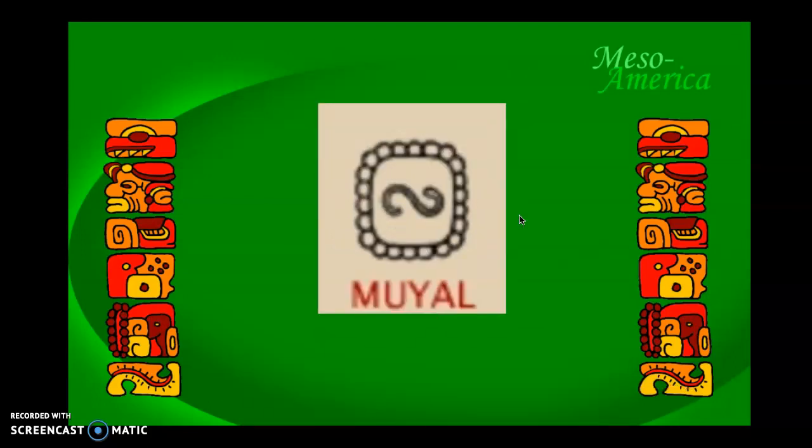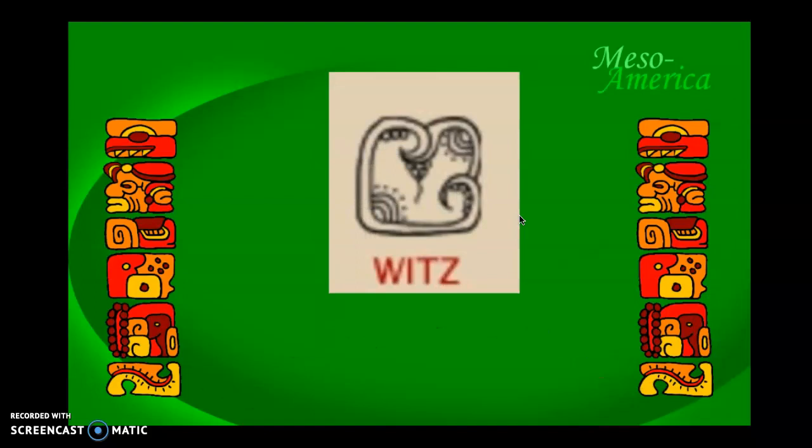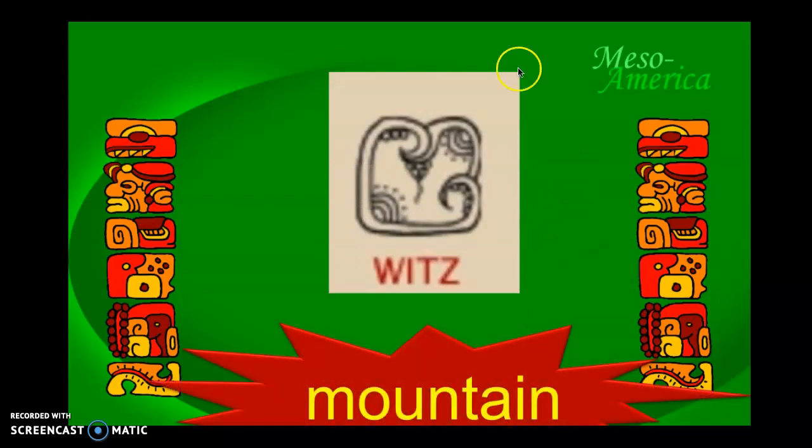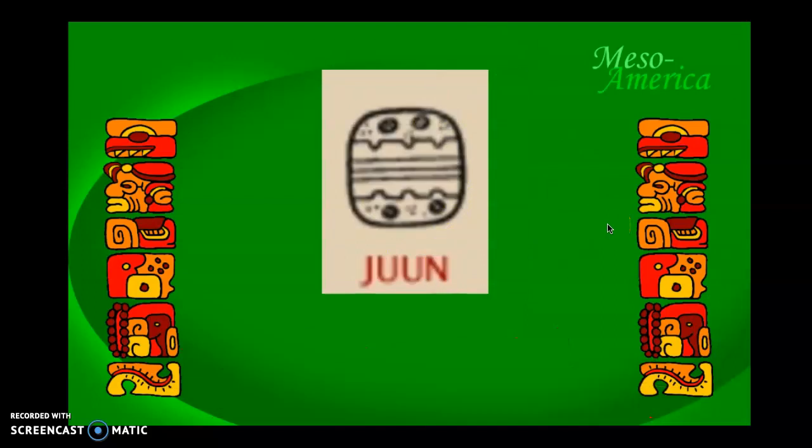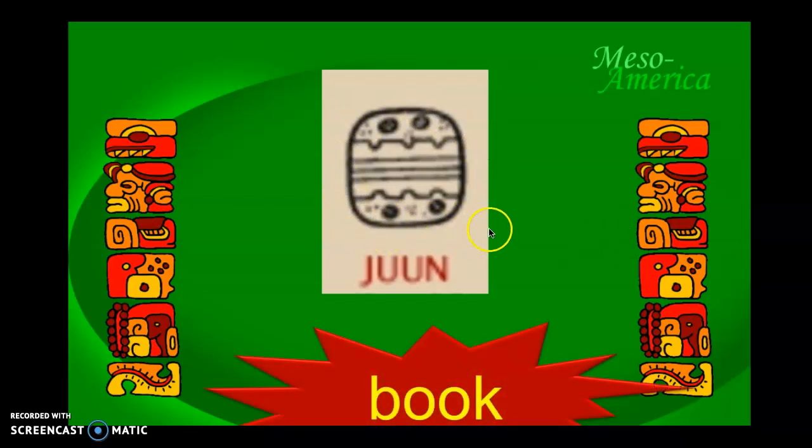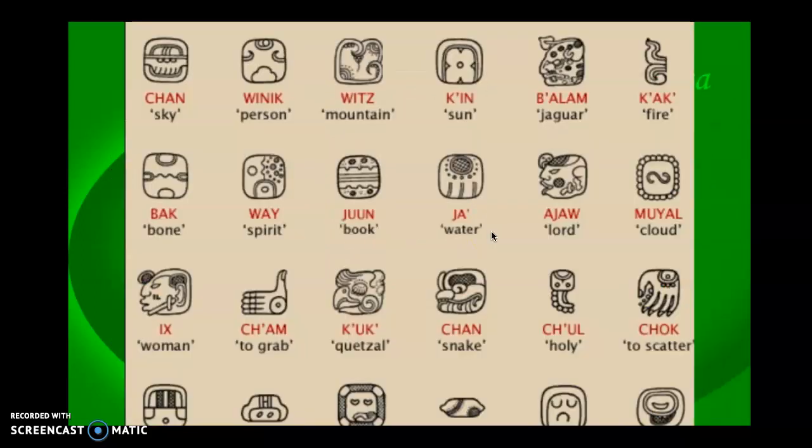Any guesses? Cloud. Mountain. It's kind of interesting. Sideways mountain or diagonal mountain. I thought this looked kind of like a hamburger, but it is a book, which makes sense a little bit to me when you look at it. Okay, then here's some examples of other ones. Sky, I see person again, book again, spirit, to grab. So there's a verb here.